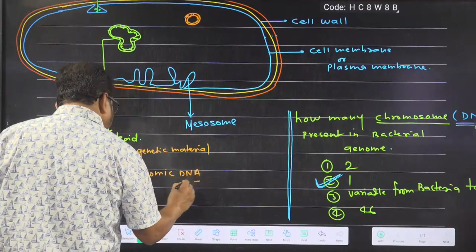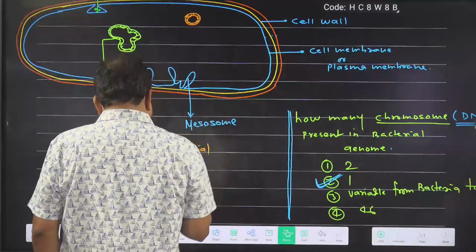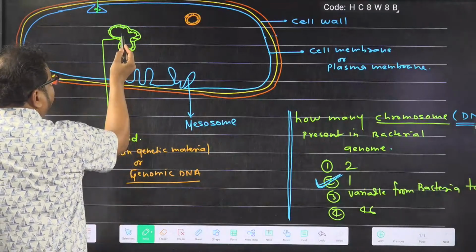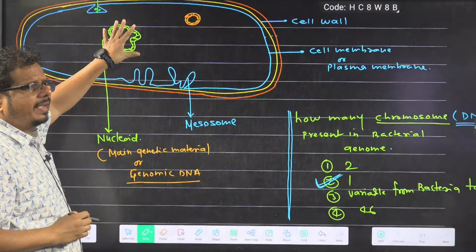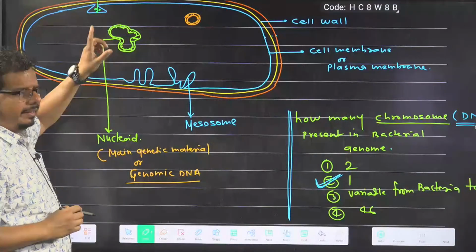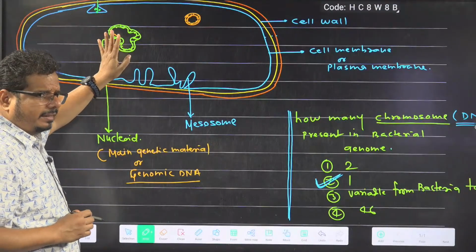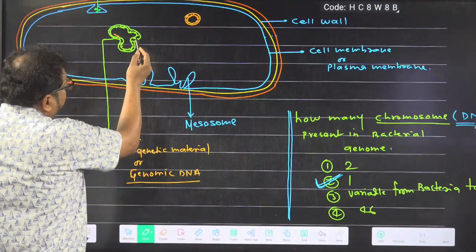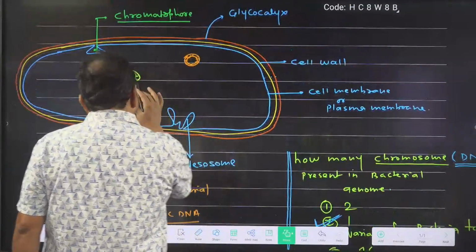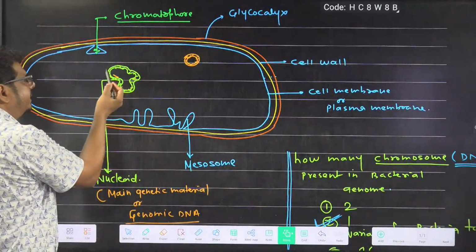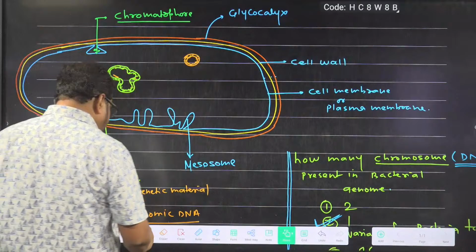Now if this genomic DNA gets disturbed, who may die? Bacteria may die. It is very important for the survival of which one? Bacteria. If this DNA is not there in the bacteria, they can't survive, because this is the DNA controlling all activity inside the bacteria. Are you getting the idea?